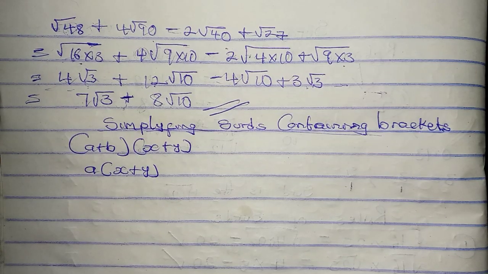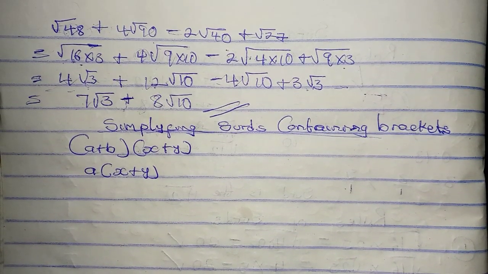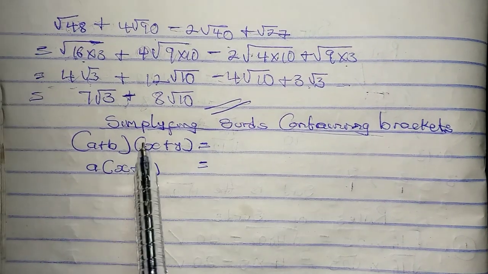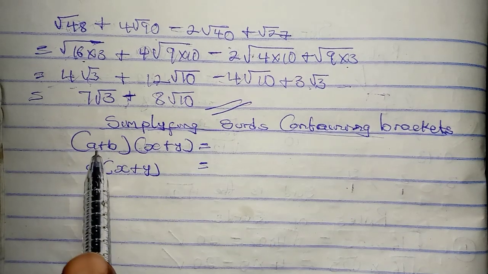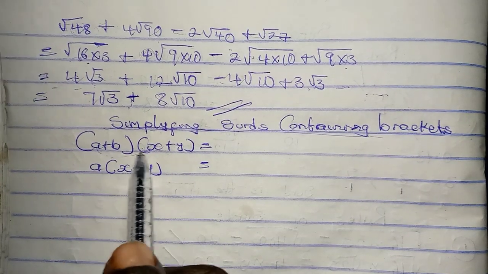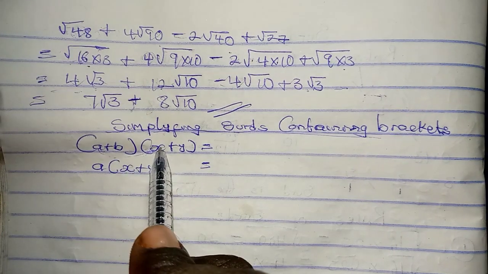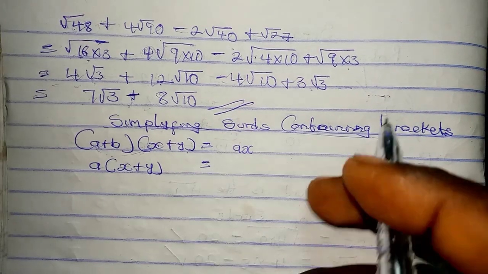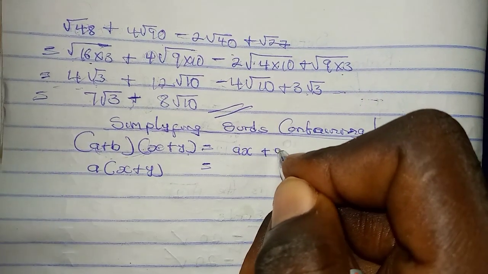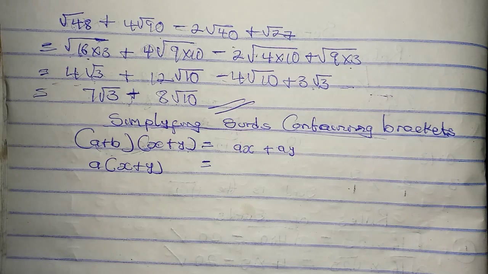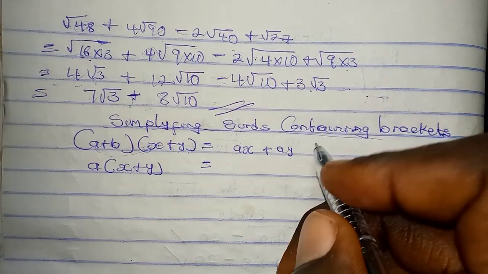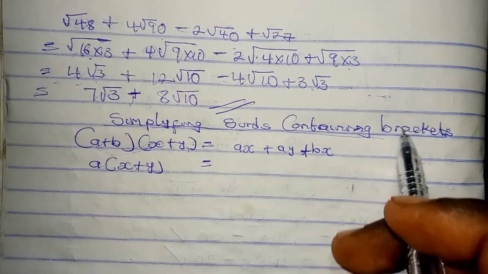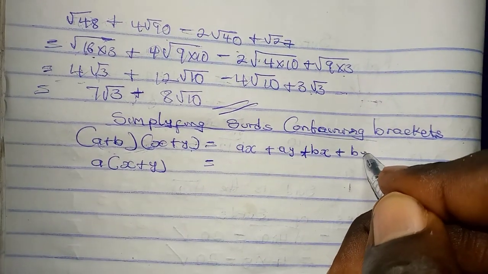So guys, simplifying surds containing brackets. We are moving to this now before we move to conjugates. To simplify surds containing brackets, what you need to do is to expand. Firstly, a times x, we have ax. A times y, we have plus ay. Don't forget, always notice the sign. B times x, we have plus bx. B times y, we have plus by.